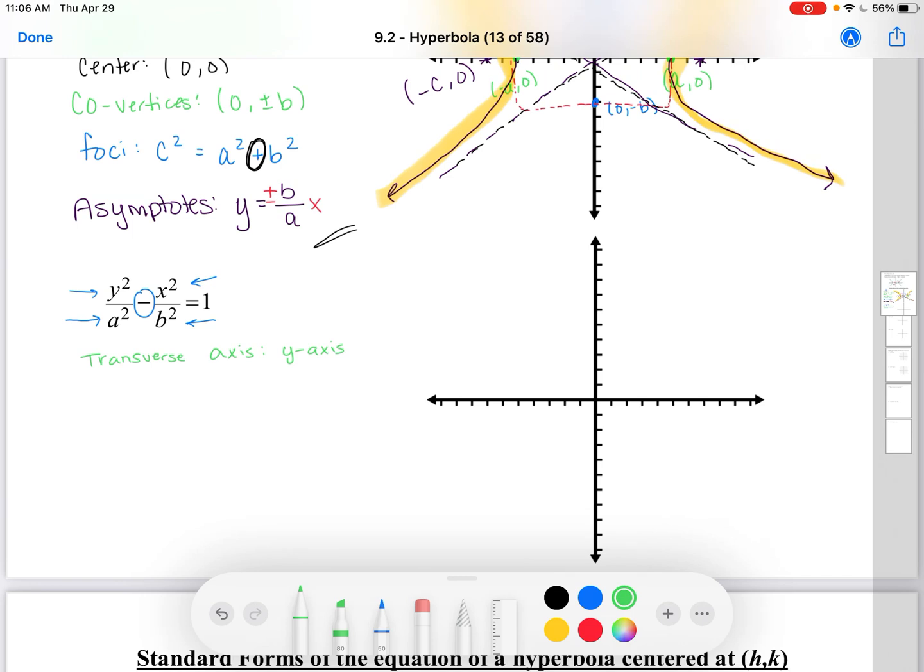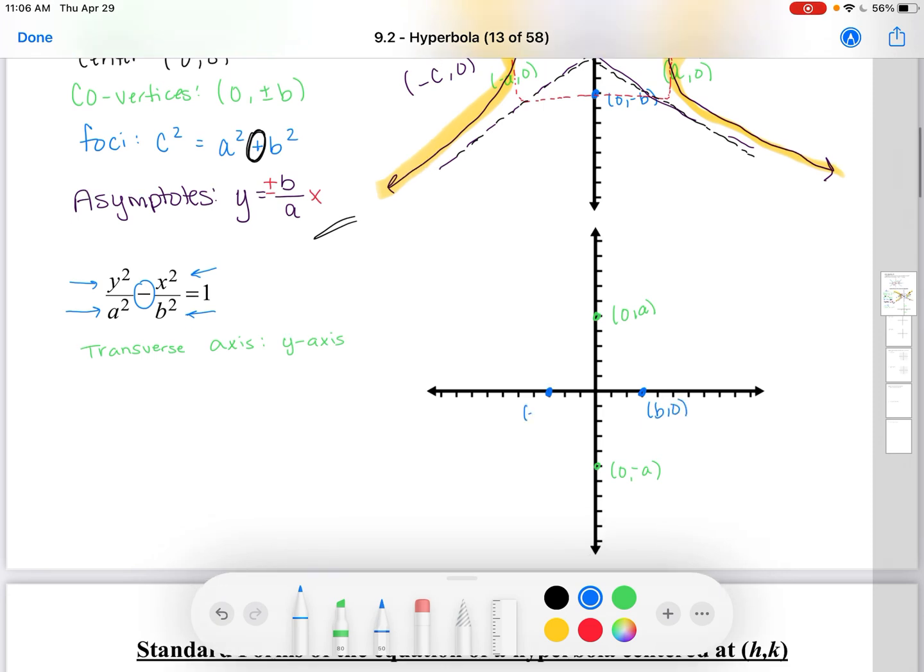So again, I'll go ahead and label some arbitrary values here. I got my a's, but this time they're going to be labeled on the y-axis: 0, a and 0, negative a. And then the b values are going to be on the opposite axis, and of course they need to be smaller this time because a is the bigger value. So we got b, 0 followed by negative b, 0. This is not an ellipse, so I can't connect my dots. I have to actually draw out a rectangle.